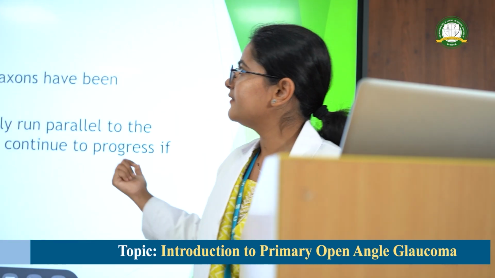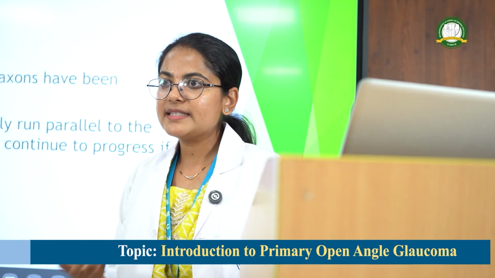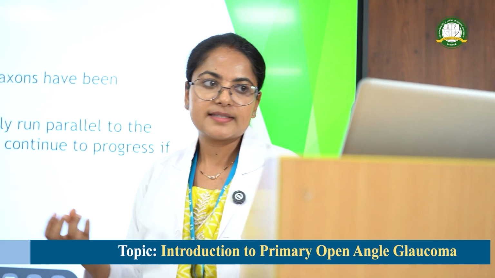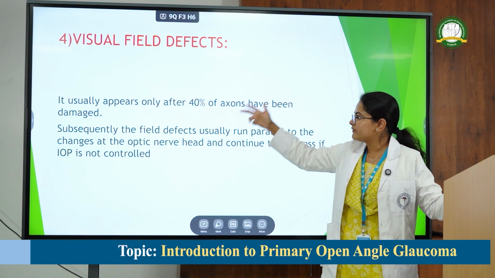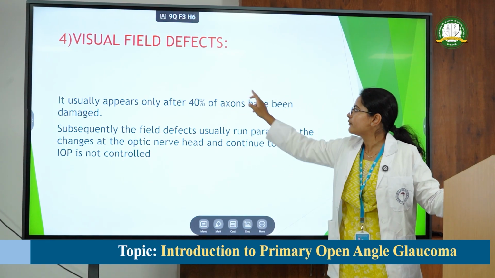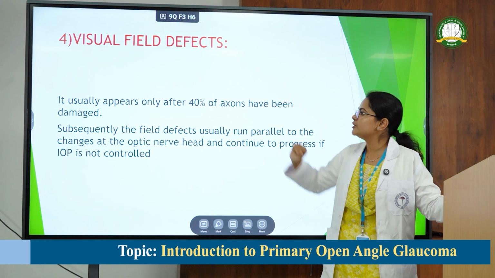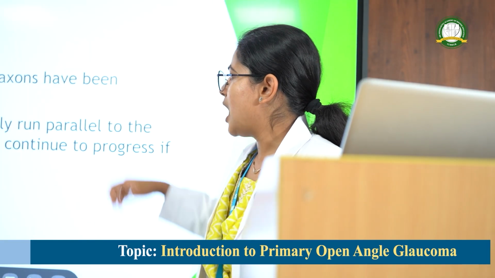Now visual field defects. What do we call visual field? Visual field is an island of sight in a sea of darkness. That is called visual field. Visual field defects appear when 40% of axons have undergone apoptosis. Visual field defects in glaucoma, how are they seen?